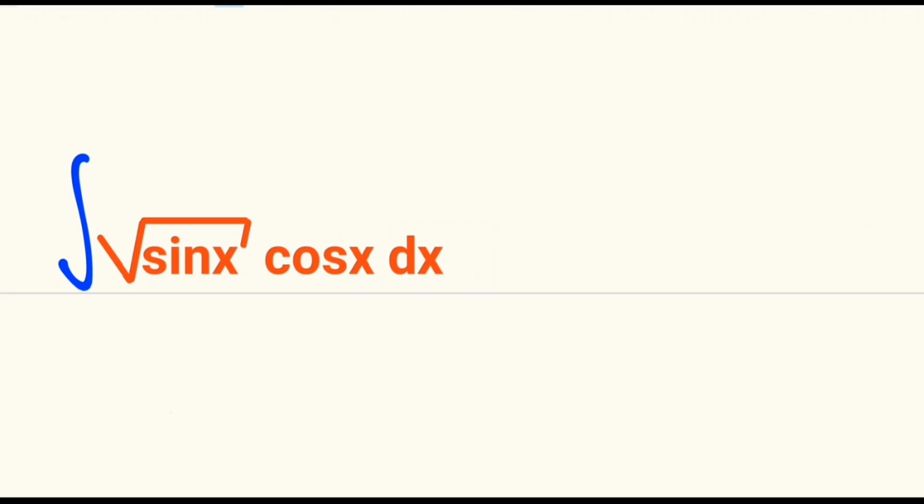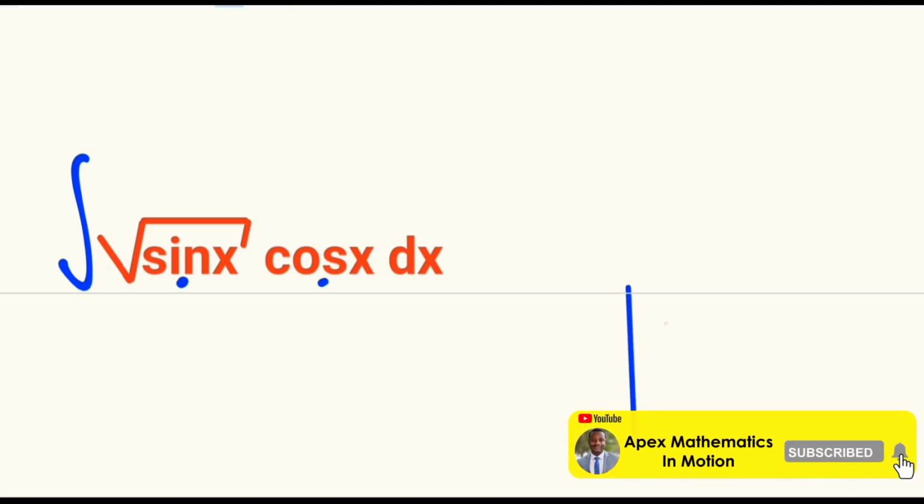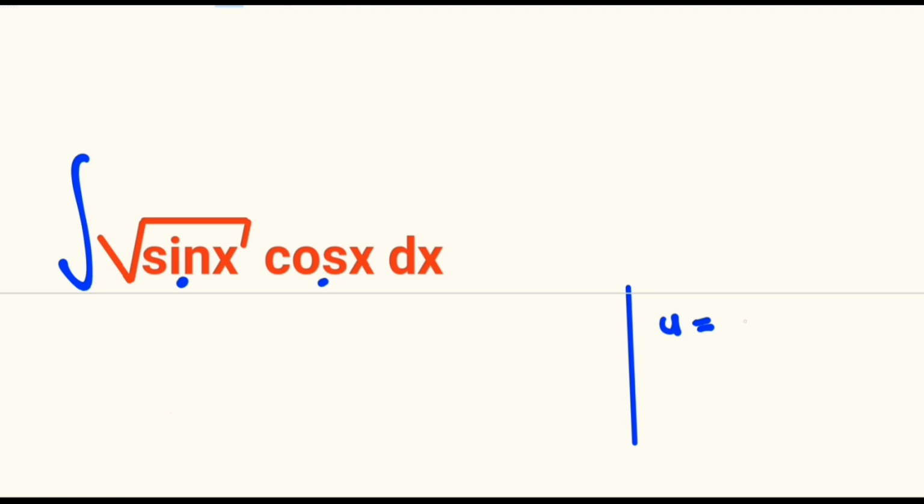For our final question, we have to integrate the square root of sine x multiplied by cos x dx. The derivative of this sine x is equal to cos x, so it will be much easier for us to let u to be equal to the sine x, since it's already inside the square root, and the derivative of the u with respect to x will be equal to the derivative of the sine x, which is equal to cos x.